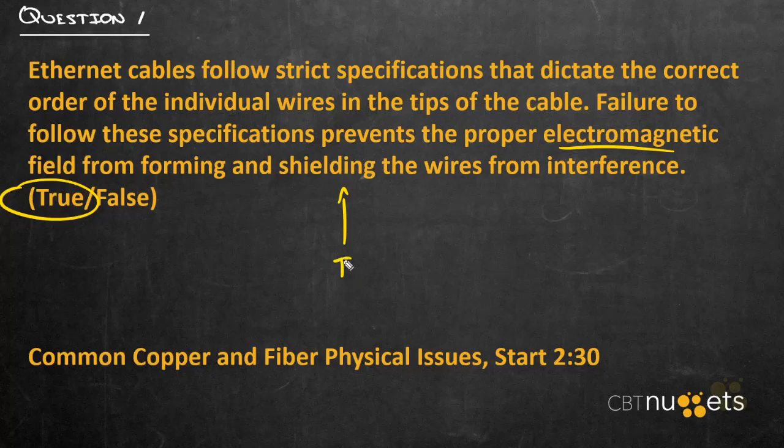The two specifications are T568, if I could write that, A and B. Most of the world follows T568B. However, there's nothing wrong with the A specification. If you mix A and B together, one on each side, you create what's known as a crossover cable.